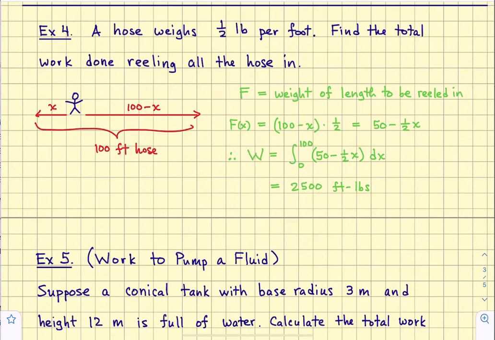So our work is the integral from the smallest amount of hose that could be reeled in, which is 0, to the largest amount of hose that has to be reeled in, out to the 100th foot, of our force function dx. It's a very straightforward integral to compute. It comes out to be 2,500, and the units here in the British system are foot-pounds.